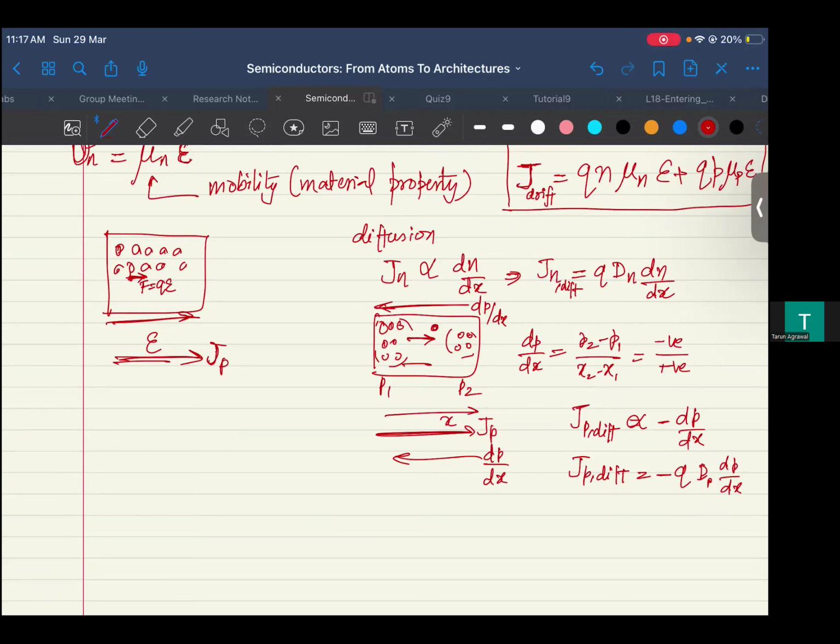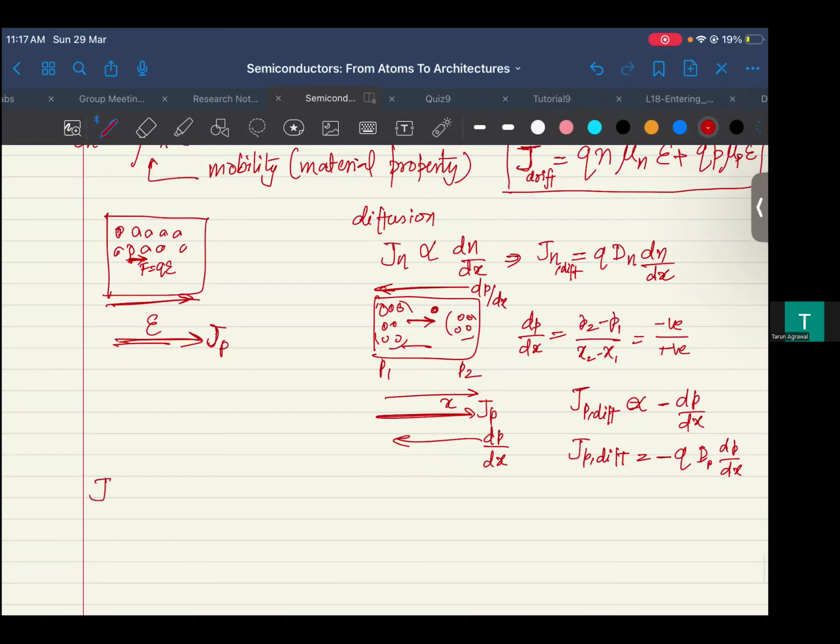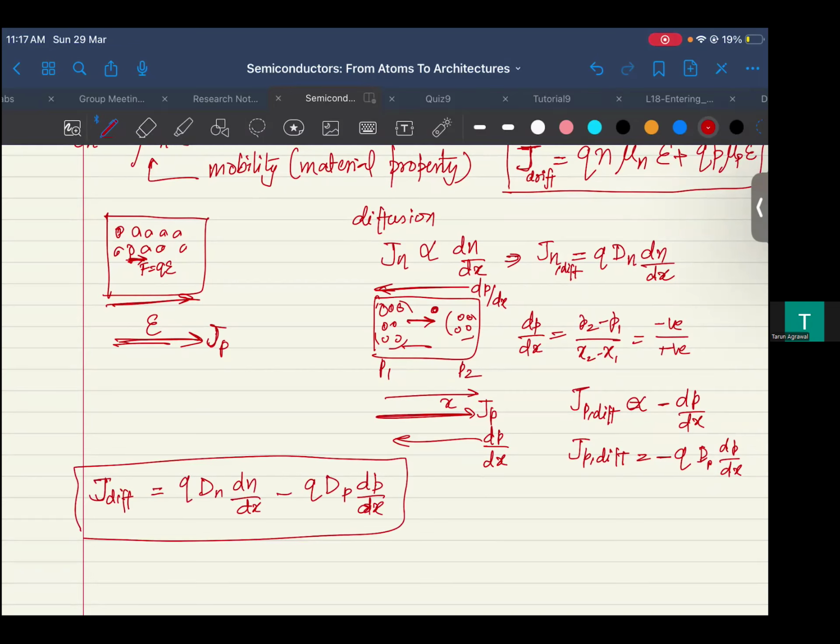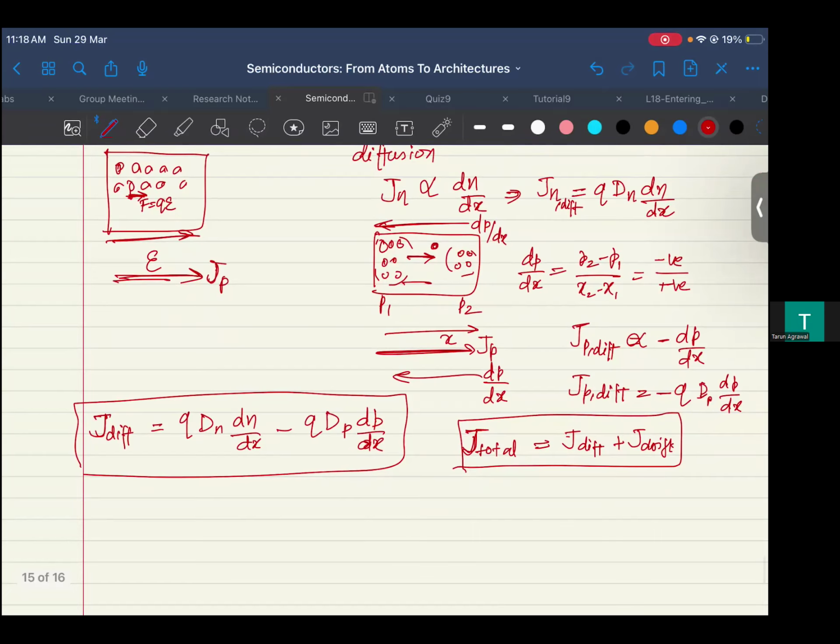And we are going to talk more and more about these signs because mathematics is all about converting the physics into those formulas so that we can now calculate and design our devices, which are based on these physical principles. So then we saw the total diffusion current would be q Dn dn/dx minus q Dp dp/dx. And total J would be the sum of your drift current and your diffusion current. So that is what is going to give us the total current density in the semiconductor.